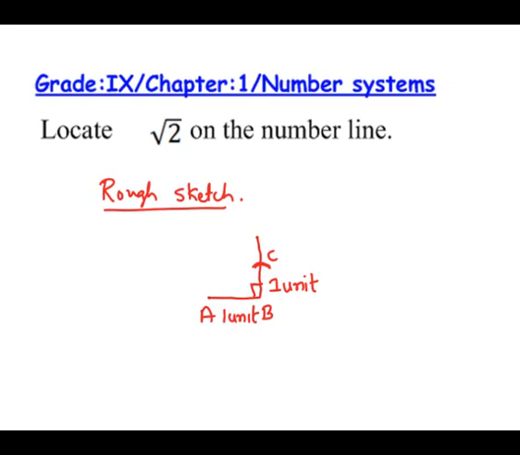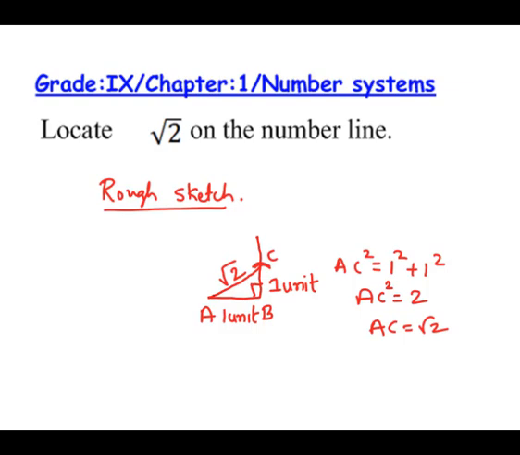Now if you join AC, you will get a right angle triangle. Right angle triangle ABC, where AB is 1 unit and BC is 1 unit. By applying Pythagoras theorem, AC square equals AB square plus BC square. So AC square equals 1 square plus 1 square, which is 1 plus 1, and you will get 2. AC value is root 2, so we will get the length AC as root 2 units.